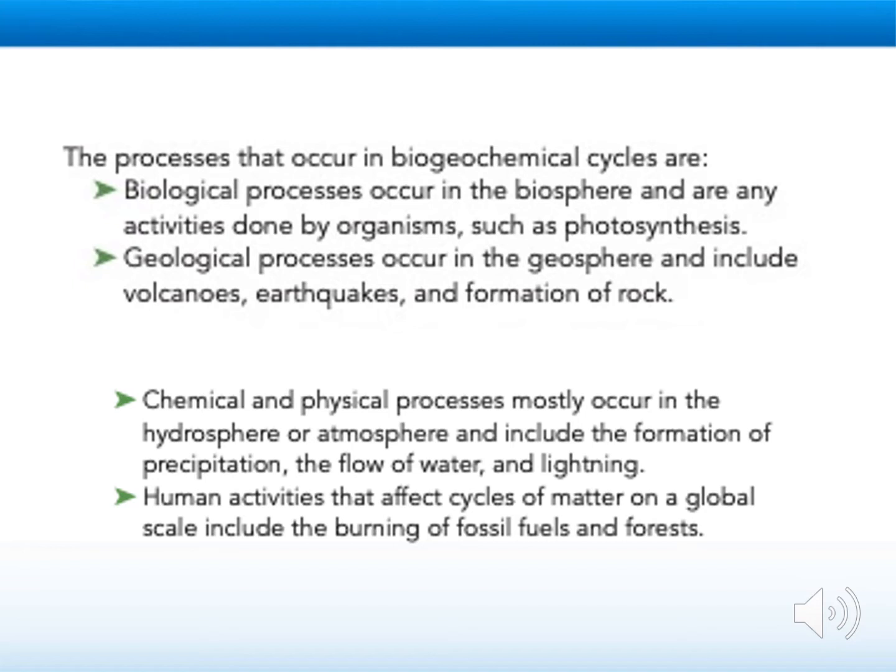The processes that occur in biogeochemical cycles are: biological processes occur in the biosphere and are any activities done by organisms, such as photosynthesis. Geological processes occur in the geosphere and include volcanoes, earthquakes, and formation of rock. Chemical and physical processes mostly occur in the hydrosphere or atmosphere and include the formation of precipitation, the flow of water, and lightning. Human activities that affect cycles of matter on a global scale include the burning of fossil fuels and forests.